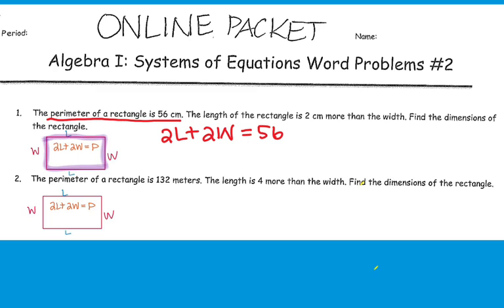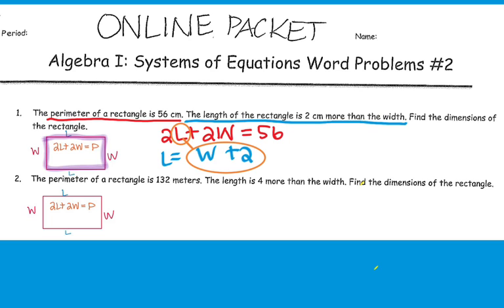The other part that they tell us is what one of the sides is. In this case, they tell us that the length is 2 more than the width. Notice I put the 2 at the back because it's a positive 2. But if it were a negative 2, I would want to make sure that negative would stick with the 2 and not be confused with the W. Now we solve by substitution because that's how it's set up.